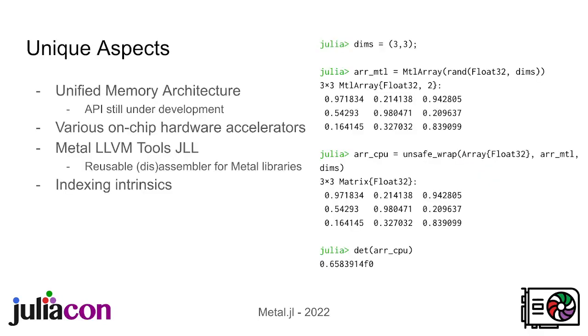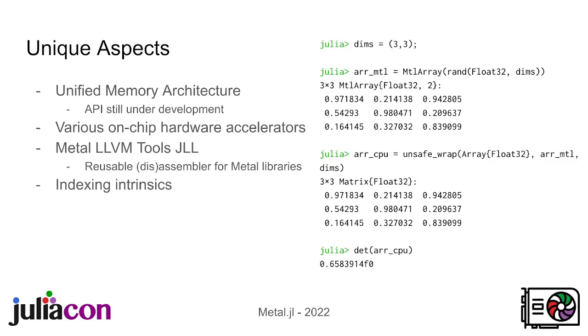Metal.jl has a few unique aspects. Chief among them is the unified memory architecture, meaning that the GPU, CPU, and other hardware accelerators on the M-series chips all have the same memory module. They pull from the same memory pool. So there's no need to synchronize memory across a PCIe lane like is common in CUDA or AMD land. This allows for some amazing things to happen in the future, but because of this unique potential, we want to make sure that we get the API right, so it's still under development. At right, you can see what that looks like right now, but it's somewhat ugly and clunky.